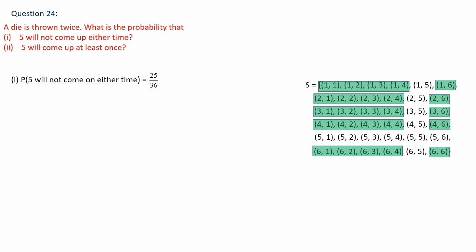But next question, 5 will come up at least once. Minimum 1 five should be there. That is quite simple. See, unshaded ones you can check. In unshaded ones there is a 5. Minimum 1 five is there. Here 2 fives also are there. That is not a problem. So total 1 2 3 4 5 6 7 8 9 10 11. So probability that 5 will come up at least once is 11 divided by 36, because unshaded ones are 11. That is our favorable one. 11 divided by 36.